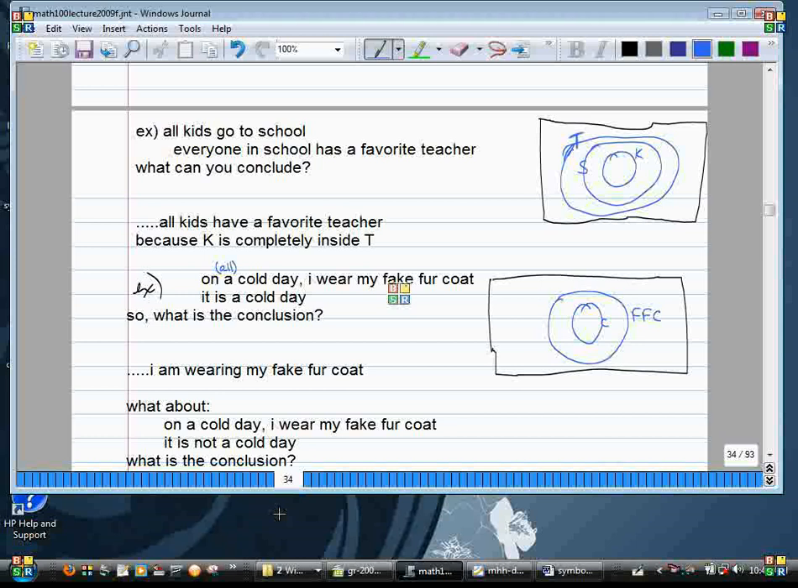Okay. So, first of all, we talked about this, I believe, last time. And second of all, on the diagram you can see it very clearly. If it's a cold day, in other words, if you're inside the cold day circle, what has to be true? You have to be wearing a fake fur coat. If you're outside the cold day circle, what has to be true? It could go either way. There's nothing that has to be true. You could either be wearing it or not wearing it on a not cold day.